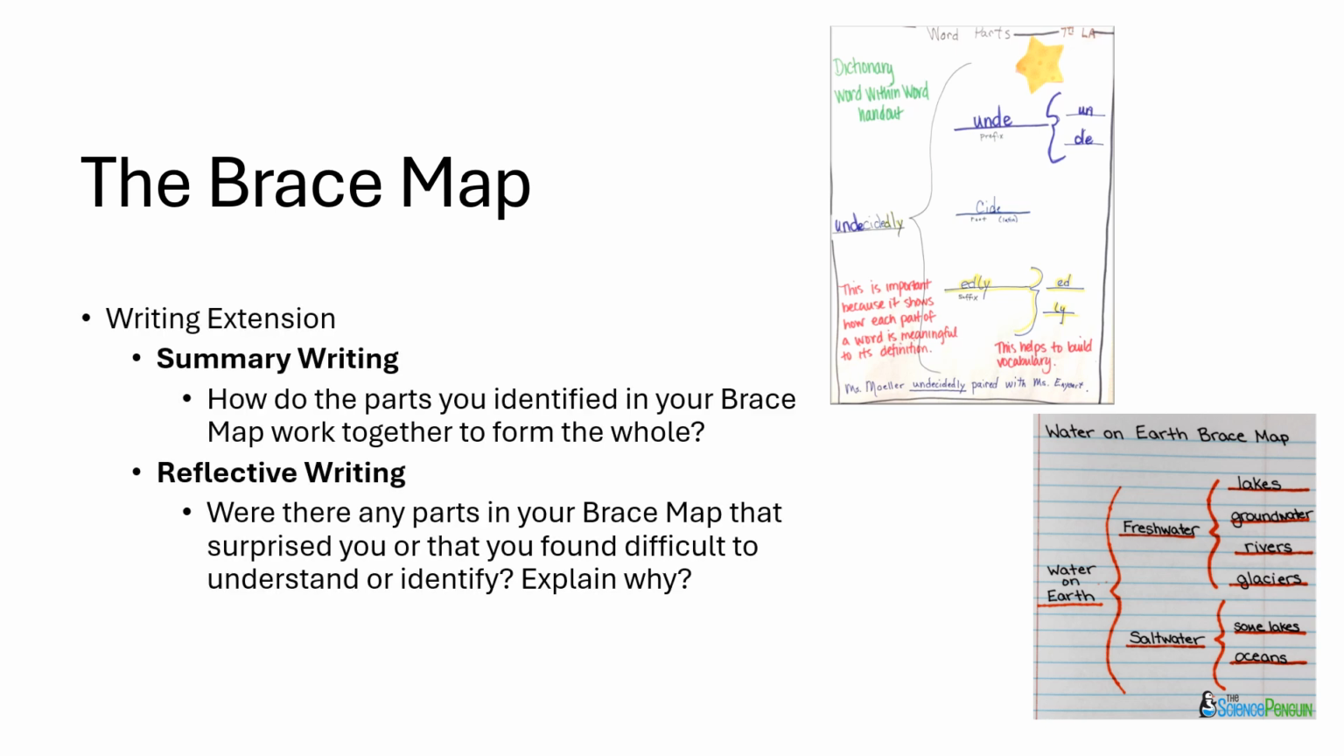For a writing extension for this map, please consider summary writing. How do the parts you identified in your brace map work together to form the whole? In reflective writing, were there any parts in your brace map that surprised you or that you found difficult to understand or identify? Explain why.